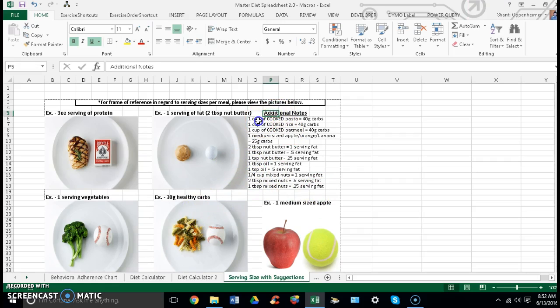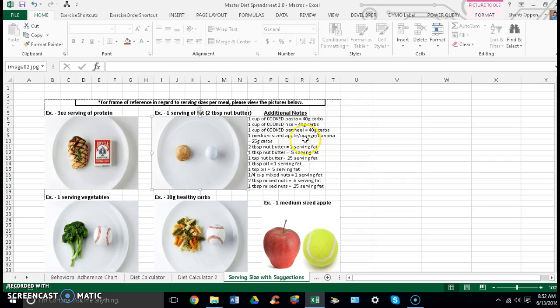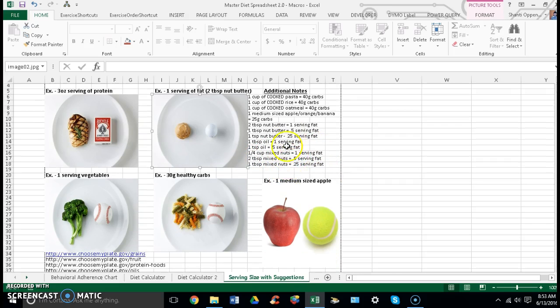Additional notes right here: 1 cup of cooked pasta equals 40 grams of carbs. Same with the cooked rice, and a medium-sized piece of fruit equals 25 grams of carbs. There's a lot of little notes here because this is going to be helpful for you when you're dealing with servings that aren't listed right here. So for instance, 1 tablespoon of oil equals a serving of fat, but a teaspoon of oil equals half a serving of fat. A 1/4 cup of mixed nuts equals a serving of fat. These are small things that are going to be helpful for you to look at.